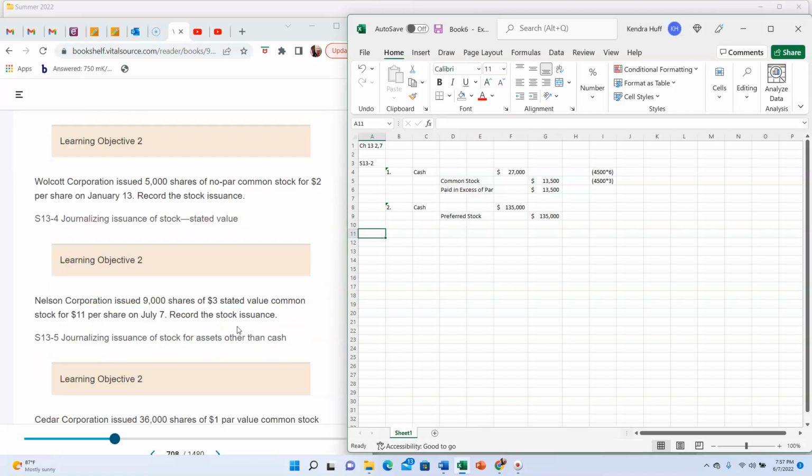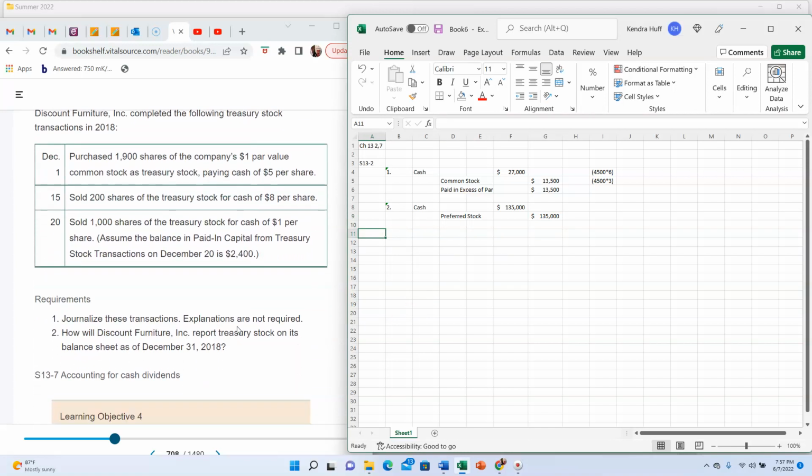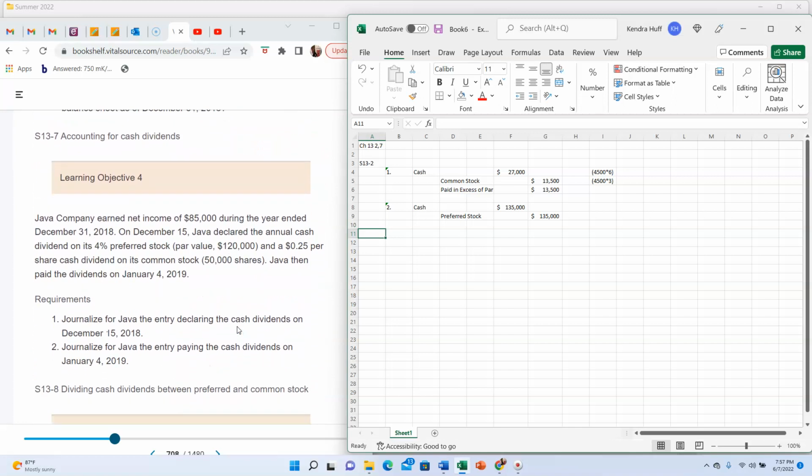All right, number 7. We're paying some dividends to our shareholders. So we're going to do the journal entry for declaring the cash dividends and for paying the cash dividends.